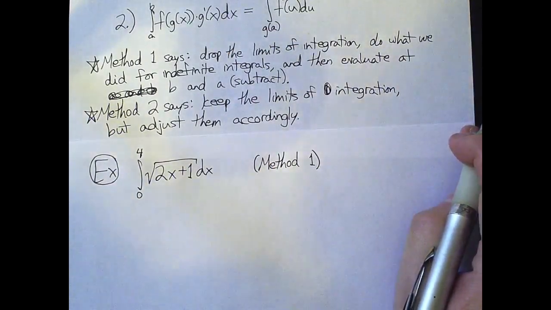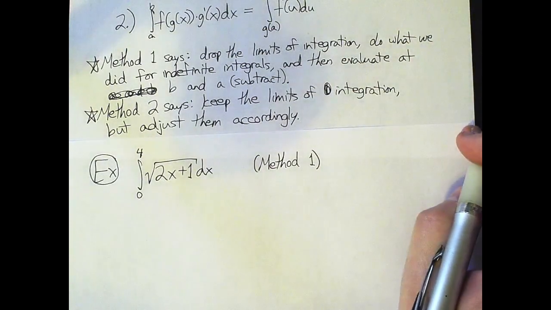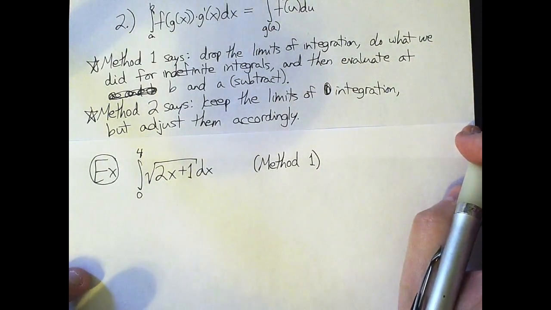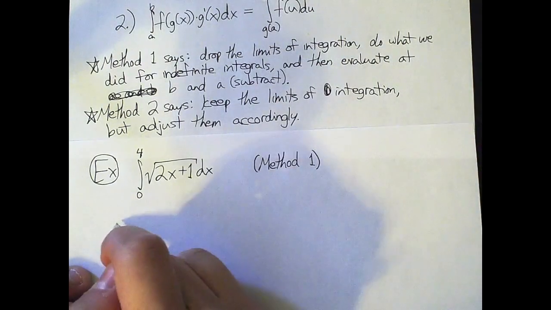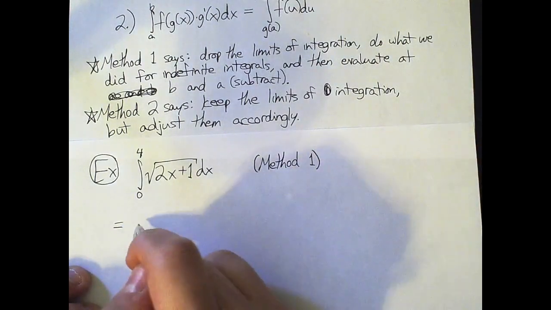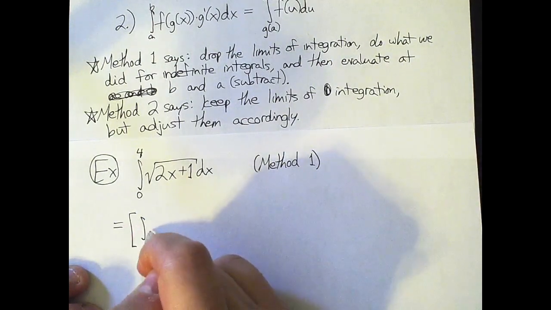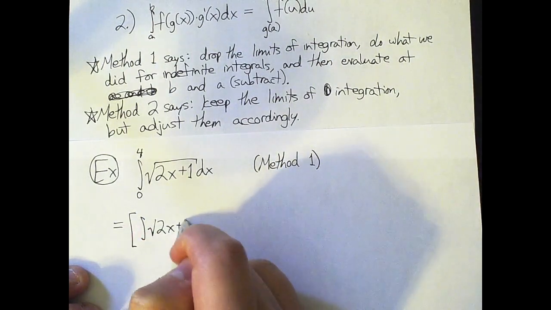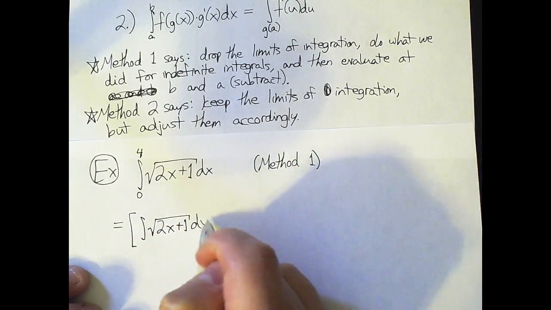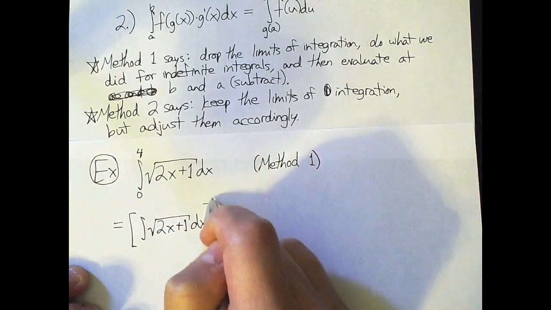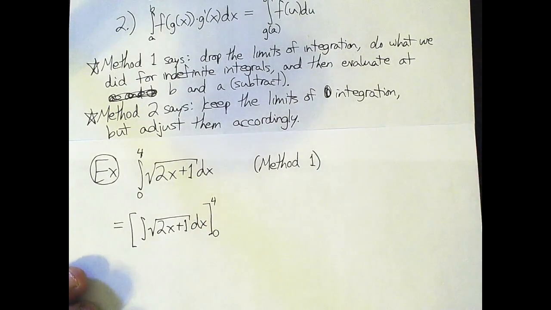So did we do part of this problem earlier? I think we did. We did this, but without the 0 and the 4. Okay. So what method 1 says is you could put brackets around the whole problem, drop the limits of integration. There are no limits of integration right now, but the 4 and the 0 are on the outside.